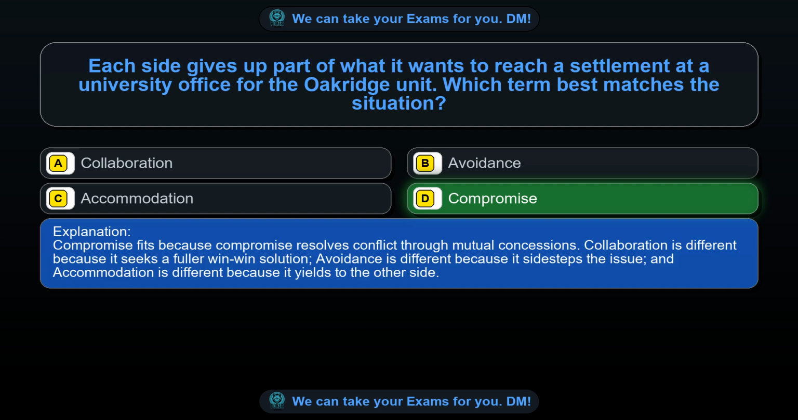Compromise fits because compromise resolves conflict through mutual concessions. Collaboration is different because it seeks a fuller win-win solution, avoidance is different because it sidesteps the issue, and accommodation is different because it yields to the other side.